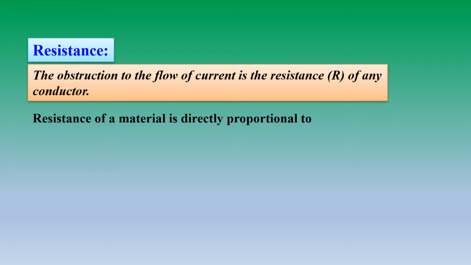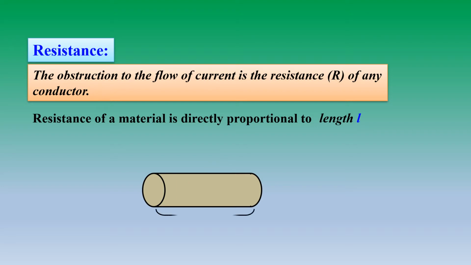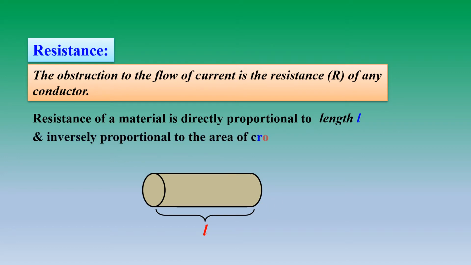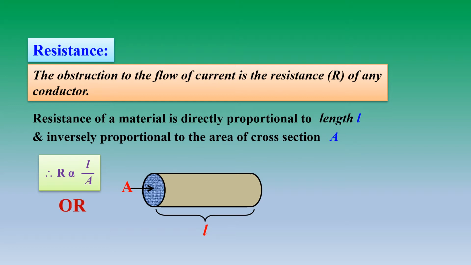Resistance of a material is directly proportional to the length L. If you see the picture, this is the length of the material or the length of the conductor, and it is inversely proportional to the area of cross section, which is indicated by A. This is the area of cross section. Therefore, we can write R is directly proportional to L and inversely proportional to the area of cross section A. Or we can write R equals rho into L by A.